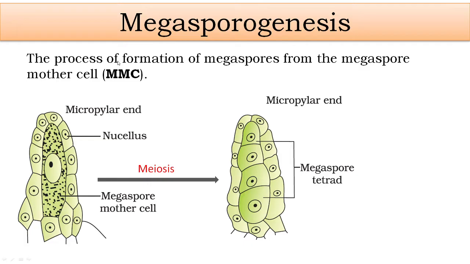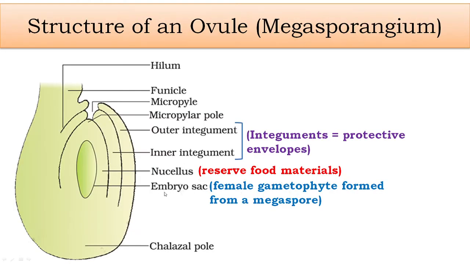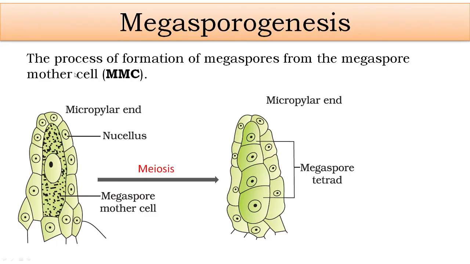Megasporogenesis is the process of formation of megaspores from the megaspore mother cell. The process of formation of megaspore, which will ultimately become the embryo sac, is called megasporogenesis, and it is formed from the megaspore mother cell.